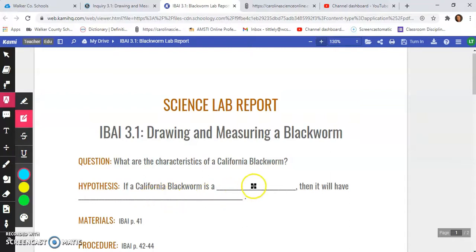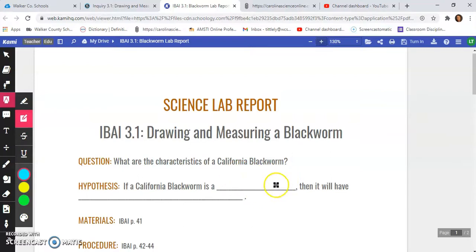Well, you could put several different options here in this blank. You could say it's a worm. You could say it was an invertebrate animal. You could probably come up with some other ideas there too, but either invertebrate animal or worm or something like that would be an appropriate option for this blank.